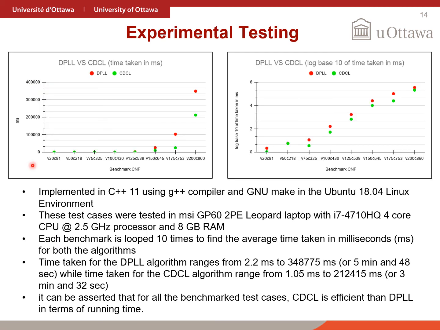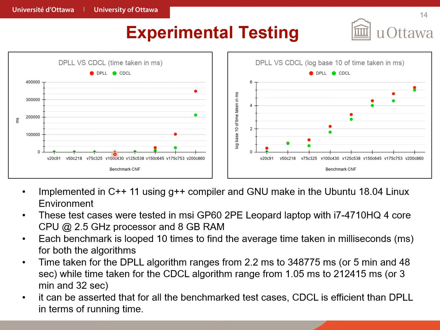Both DPLL and CDCL algorithms were implemented in C++ in a Linux environment, and they were tested against 8 different benchmark CNF formulas. Here the first CNF formula consists of 20 variables and 91 clauses, and the final upper bound CNF formula consists of 200 variables and 860 clauses. Each test case is run 10 times, and the average time taken for all these 10 runs is recorded.